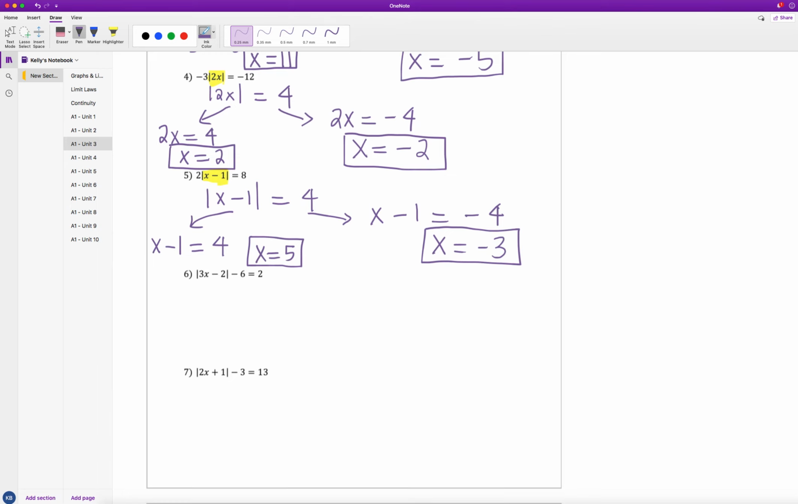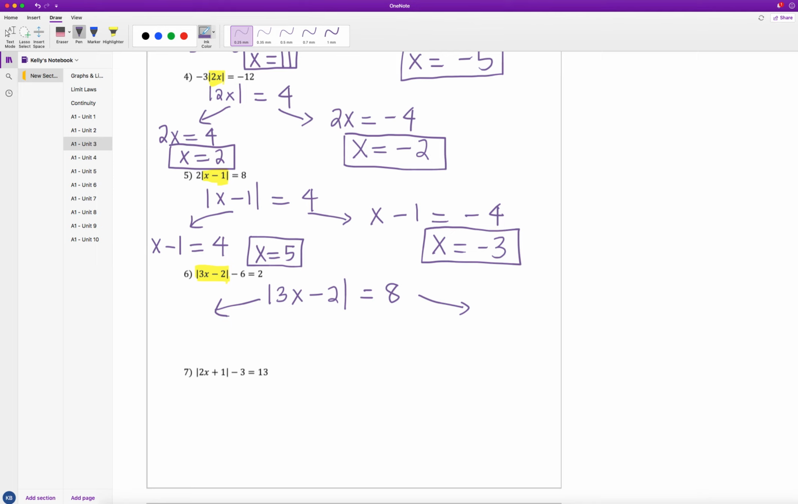Okay, why don't you guys pause the video again and do example 6 on your own first, and then we'll check it together. Okay, let's check example 6. So I'm going to go ahead and highlight our absolute value piece just to make it a lot easier to see. Our goal is to have that absolute value piece isolated first before we split into two equations. So I first need to add the 6 to the other side. So I get the absolute value of 3x minus 2 equals positive 8 when I add the 6 to the other side. From here, I can now break apart into my two equations since the absolute value part is isolated.